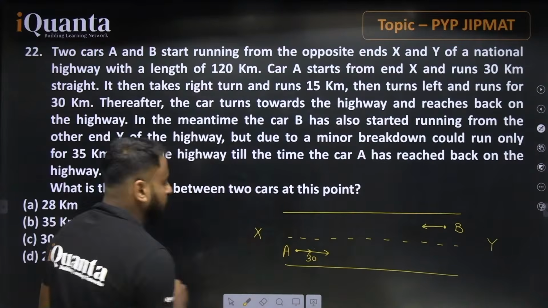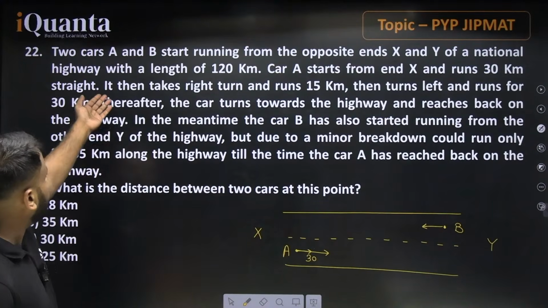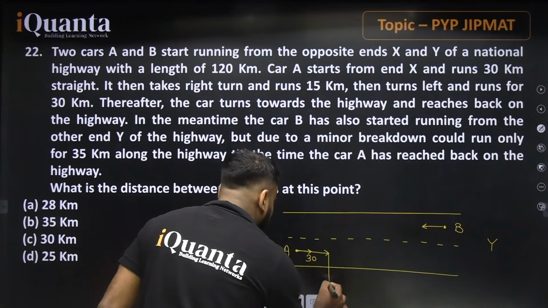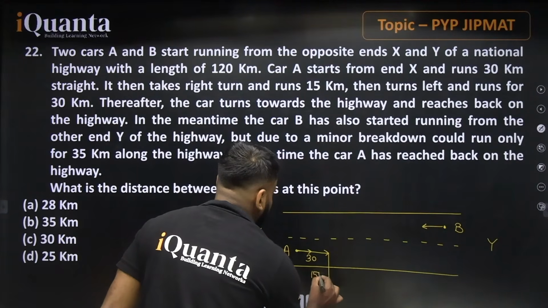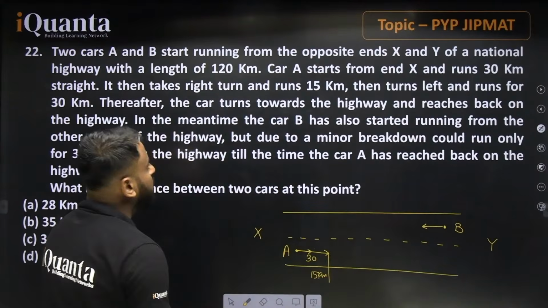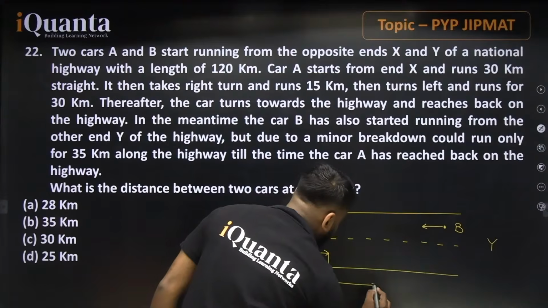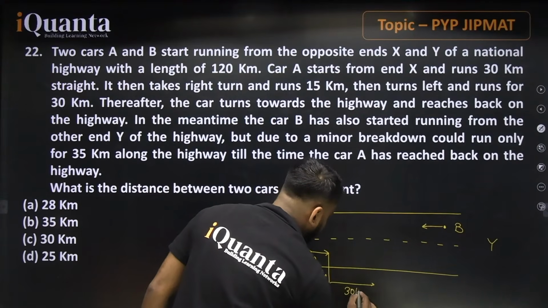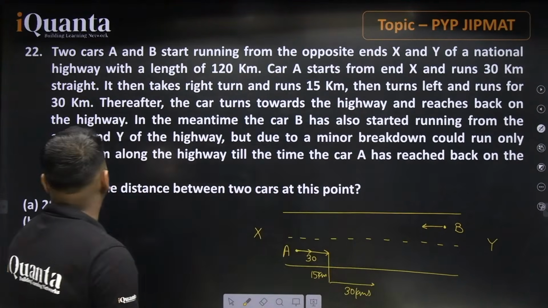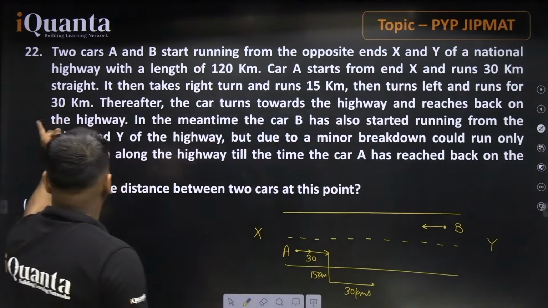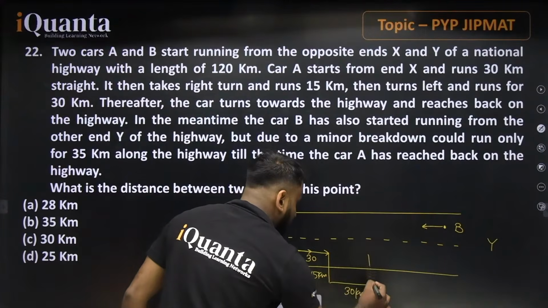This is 30 kilometers. Further, the statement says that it then takes a right turn and runs 15 kilometers. Right turn means here 15 kilometers, correct? This is 15 kilometers. Further, the statement says then it turns left and runs for 30 kilometers, 30 kilometers again. Further, the statement says that thereafter the car turned towards the highway and reaches back on the highway, right?